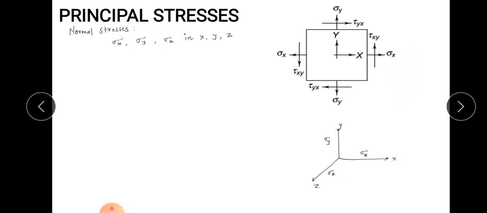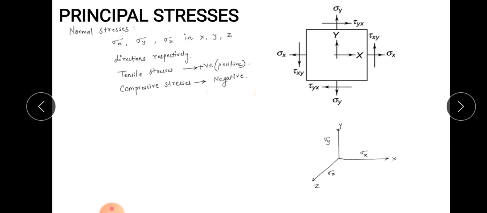First of all, let us understand the normal stresses. Normal stresses are nothing but sigma x, sigma y or sigma z, which act in the x, y, z directions respectively. Now what about the sign convention? Tensile stresses are considered positive and compressive stresses are considered negative.